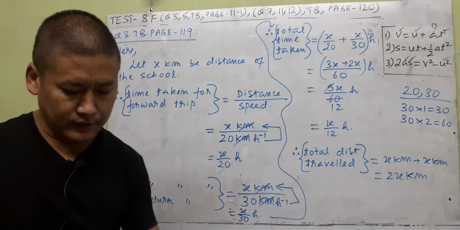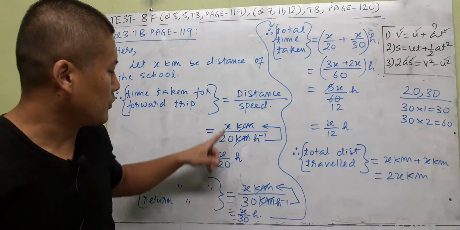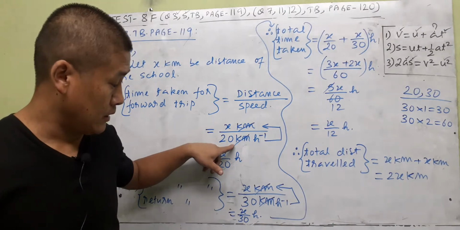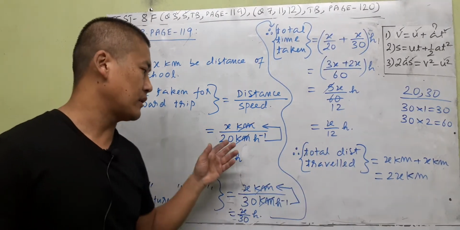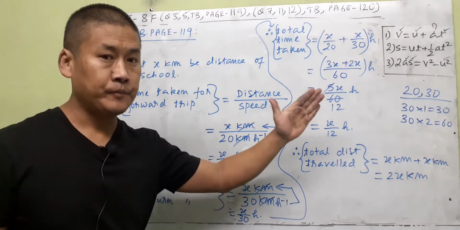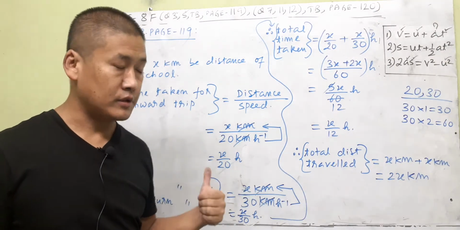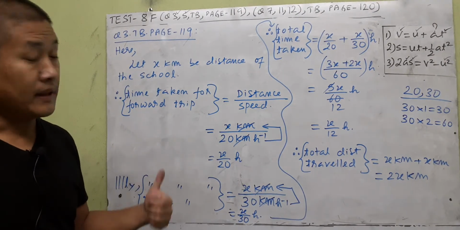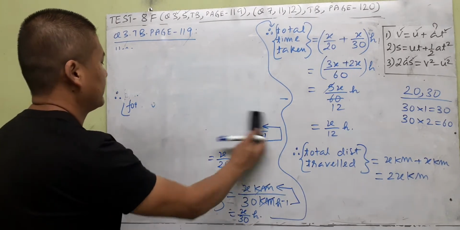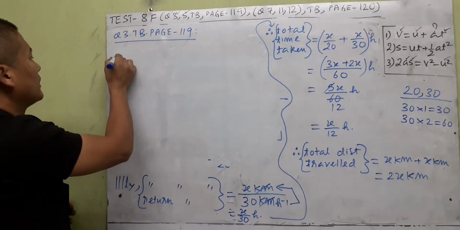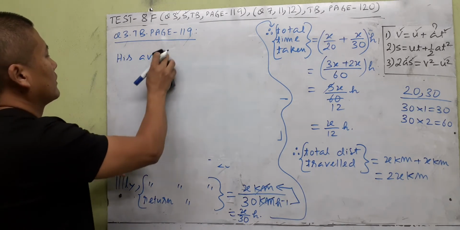Now the question is saying find his average speed. They are using average speed because to go to school his speed was 20 km per hour, but coming back was 30. It's not uniform, and we learned in our previous classes that whenever speed is not uniform throughout the journey, then we need to not just calculate speed but average speed. That's why the question is asking us find his average speed. So let us do that. So write down his average speed.